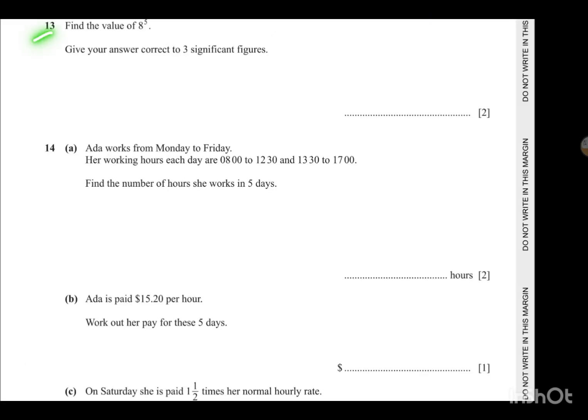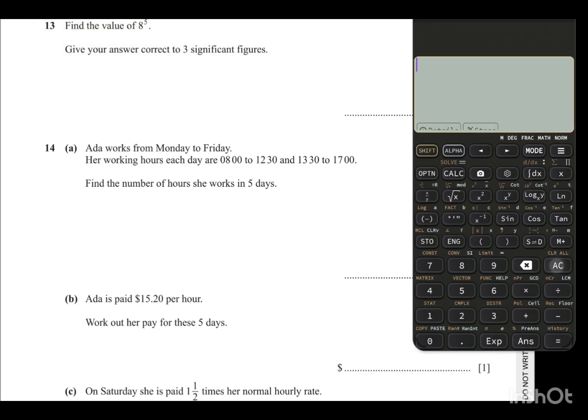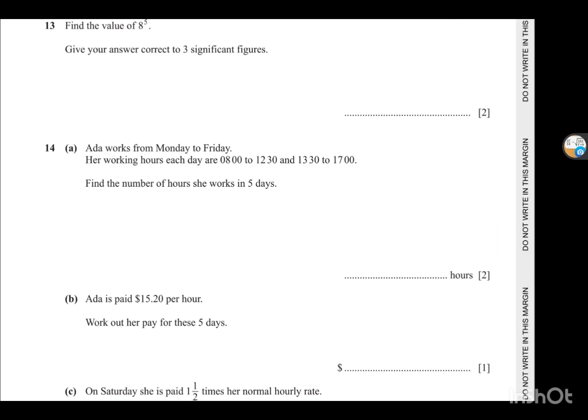Question number 13. Find the value of 8 raised to 5. Give your answer correct to 3 significant figures. First of all, 8 raised to 5 is simple to find. You can just take a calculator, 8 raised to 5, and you get 32,768. Write down the number first, 32,768. Now, but they have told us to write the answer in 3 significant figures.